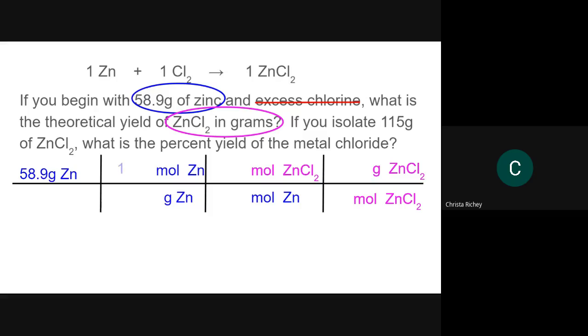Zinc is easy. We just pull it straight off the periodic table. 65.38. Once again, that's the bottom number inside the block. My coefficients happen to both be 1s. It doesn't change anything. And then I have to do 65.38 plus 2 times 35.45. And that ends up being 136.28, as long as I didn't mess up anything when I was calculating this last weekend.